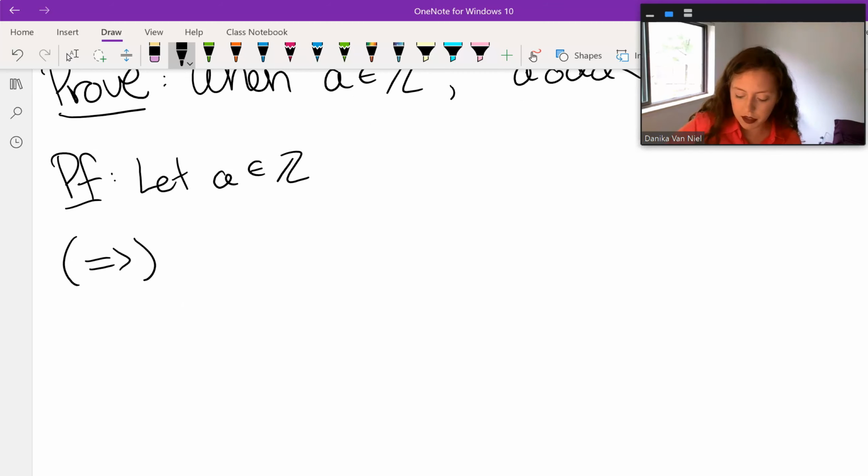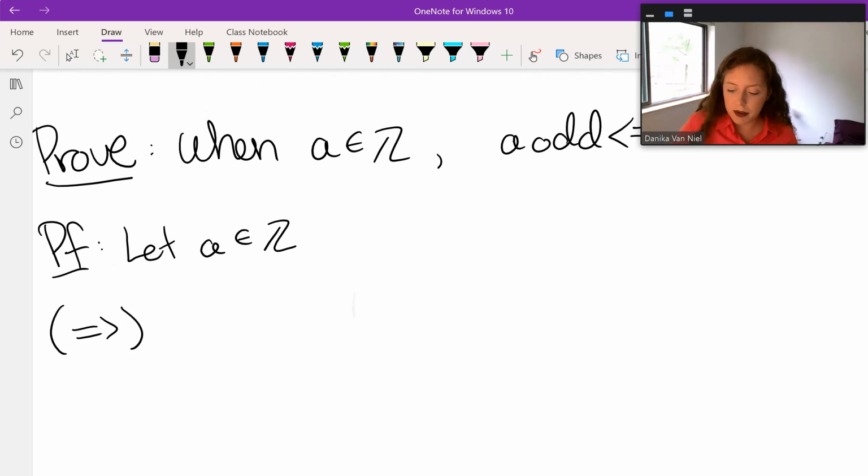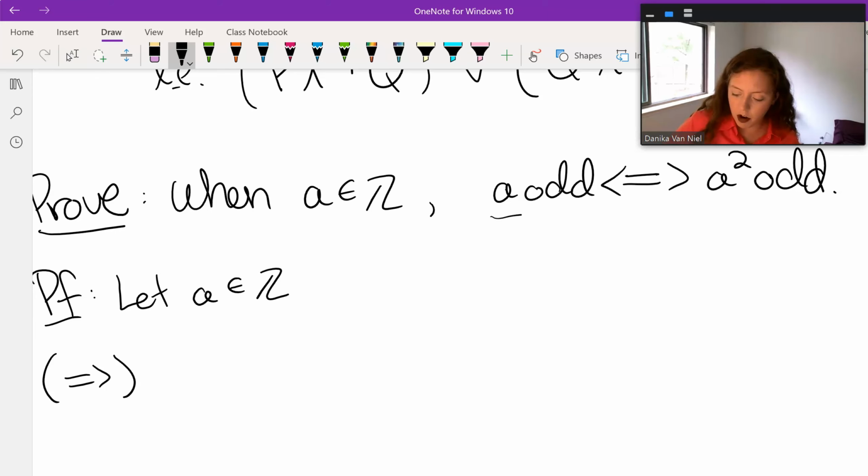So just like with the subsets, just to keep track of what I'm doing when, I'm going to write in the parentheses which direction I'm going. What I mean by this is, I'm going to come from a is odd. I'm going to say if a is odd, then a squared is odd. That's what I'm trying to prove right now at this point.